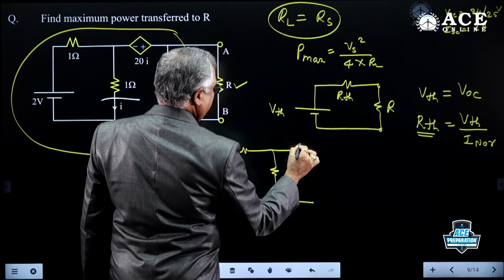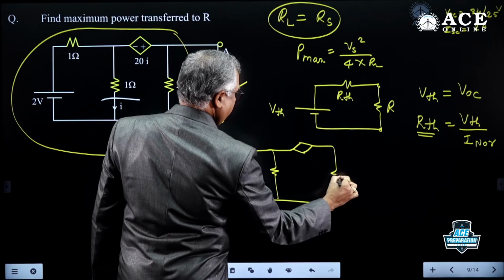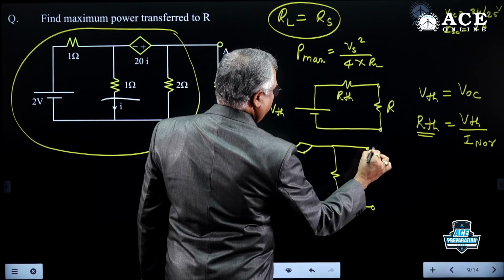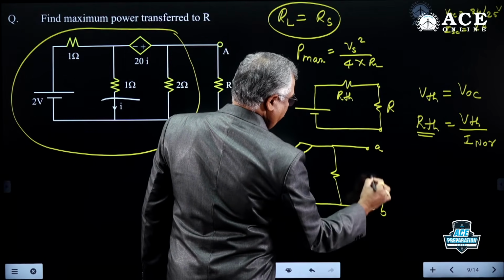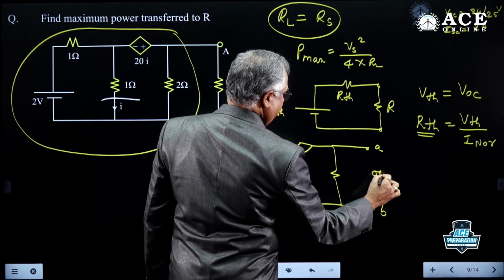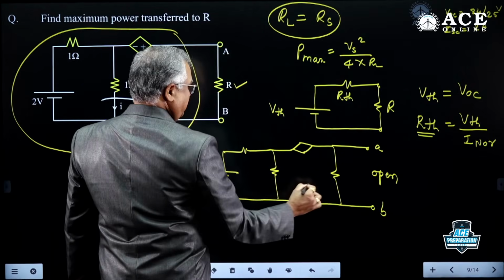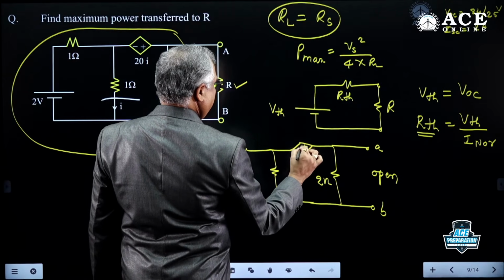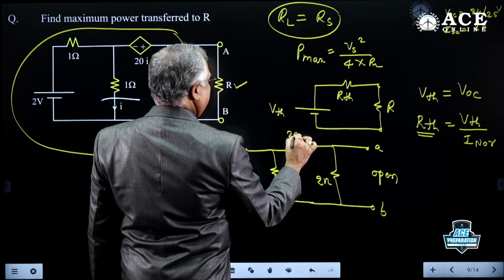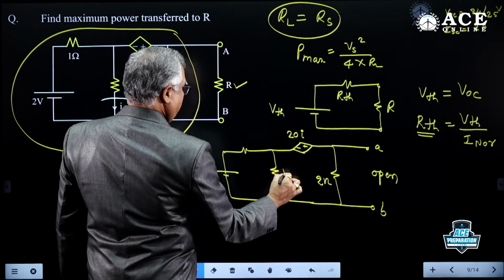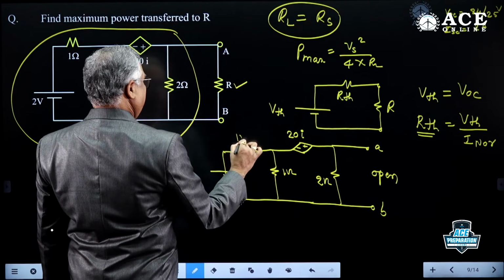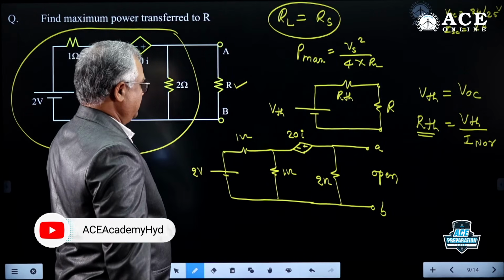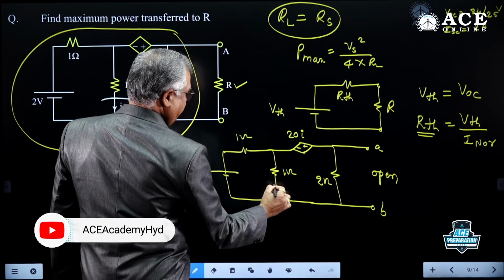We are finding the open circuit voltage. At AB, here R is open, removed. Rest of the circuit is the same: 2 ohm, 20I, 1 ohm, 1 ohm, 2 volts. This current I is already given in the problem.